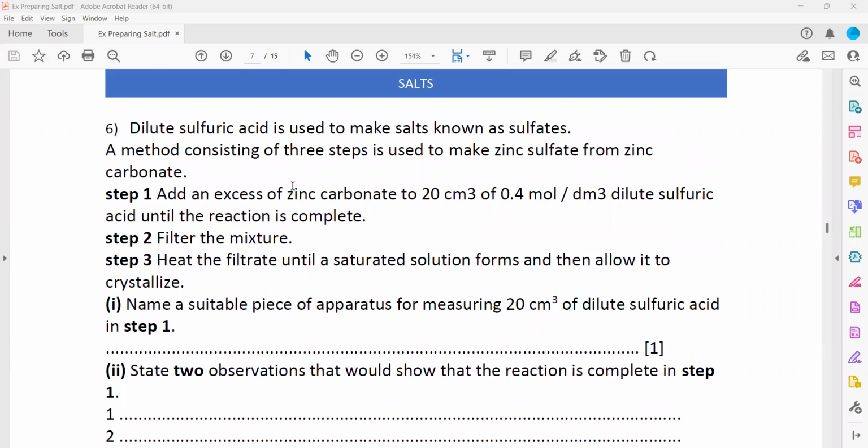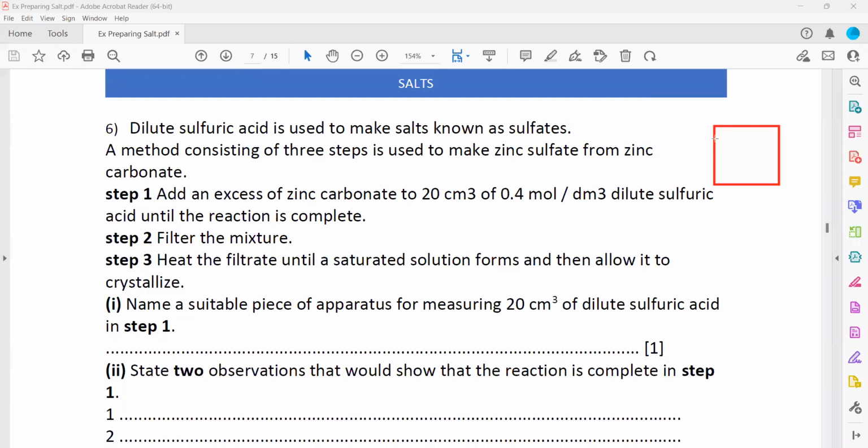In question 6, dilute sulfuric acid is used to make a salt known as a sulfate. A method consists of 3 steps to make zinc sulfate. So zinc carbonate mixed with sulfuric acid gives zinc sulfate, plus carbon dioxide plus water. We add an excess of zinc carbonate to 20 cm3 of 0.4 mol per dm3 dilute sulfuric acid. So excess means more than enough.